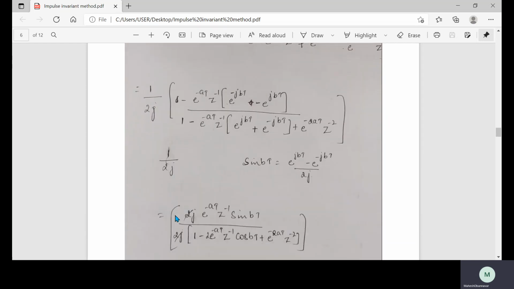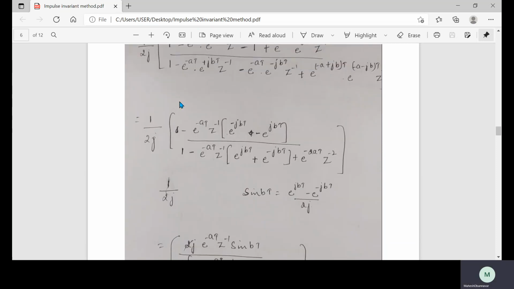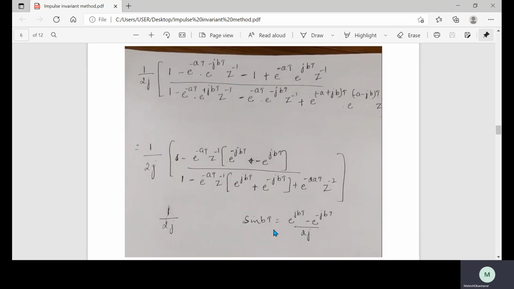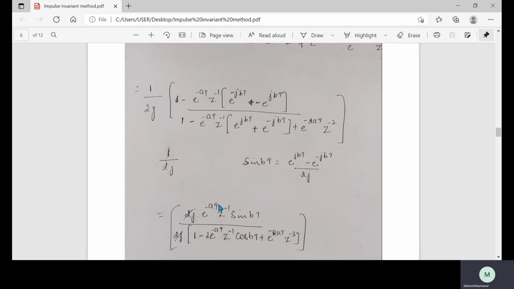So what you'll be getting? Sorry, here there is no 1. Okay, when you solve, there is no 1. This plus 1 and this minus 1 will get cancelled. So now we have this one, you can take, and you'll be getting it as e to the power of minus at z inverse sin bt. This one, after substituting for this one and for this one, you'll be getting it in this form.